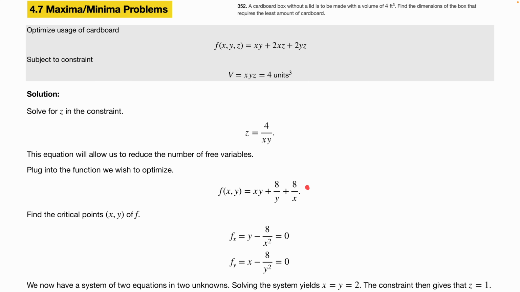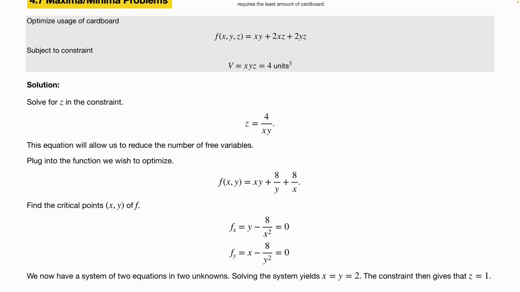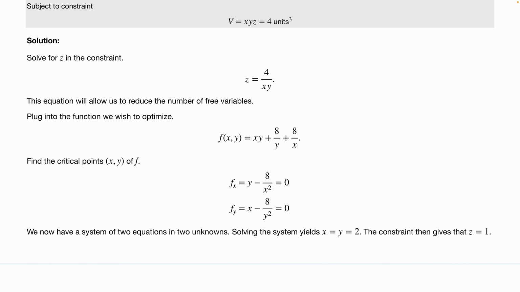Now that we have f just depending on two variables, we'll go ahead and take a partial of f with respect to x and y. We'll then require that those partials are 0, a la the critical points method. And then notice that we would also get a critical point at the origin, but that would require that the box is not going to exist, so we can eliminate those points, the origin.